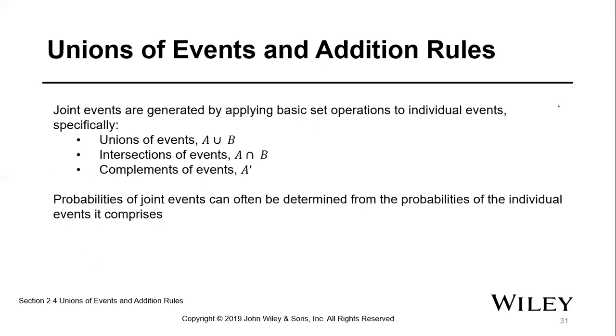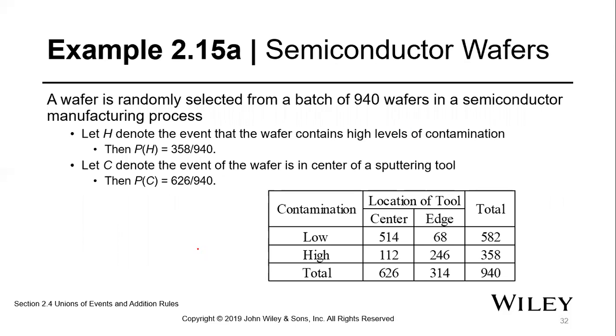So let's actually get around to explaining what all this stuff is. So the union is that, again, the intersection is that, and the complement. We've been over this, right? The probability of joint events can often be determined from the probability of the events it comprises. I will make a second video with just this stuff so that it's easier for people to see.